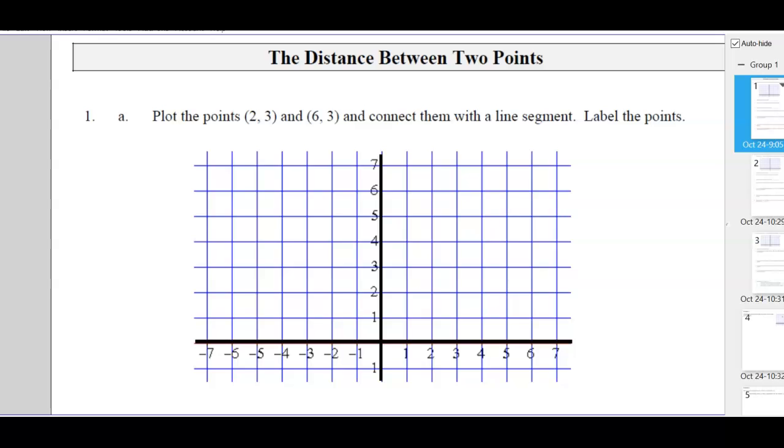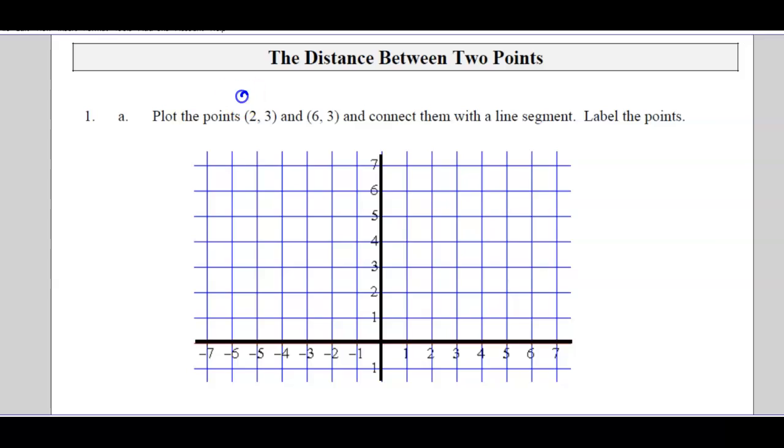Okay, distance between 2 points. So I want you to plot (2, 3) and (6, 3) and connect them with a line segment. Remember, first is your x, second is your y. If you forget, alphabetical order: x comes before y in the alphabet. So the first is the x, the second is the y.